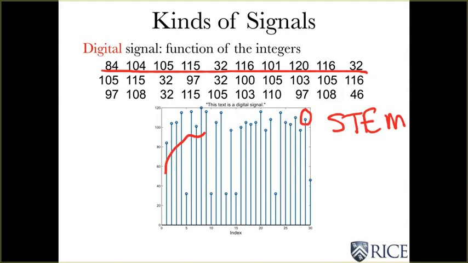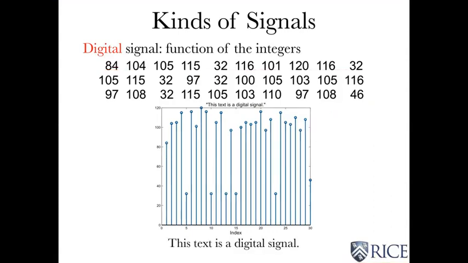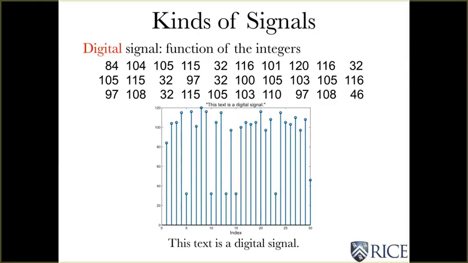So, what is this thing? Well, it turns out this is another digital signal. This is text. And you may say that's a signal. Well, it turns out if you take the position of the character along the line, the value of the signal is a member of the alphabet. So S of 1 is capital T. Well, that's a digital signal. It's a function of the integers.